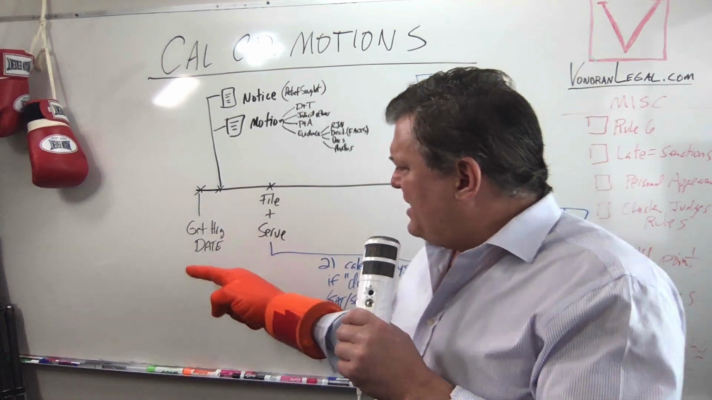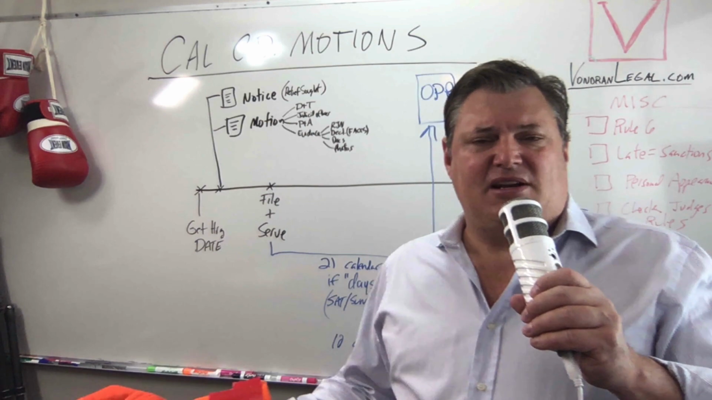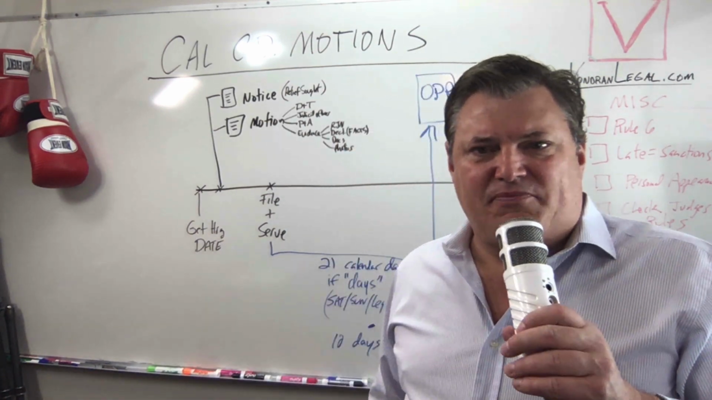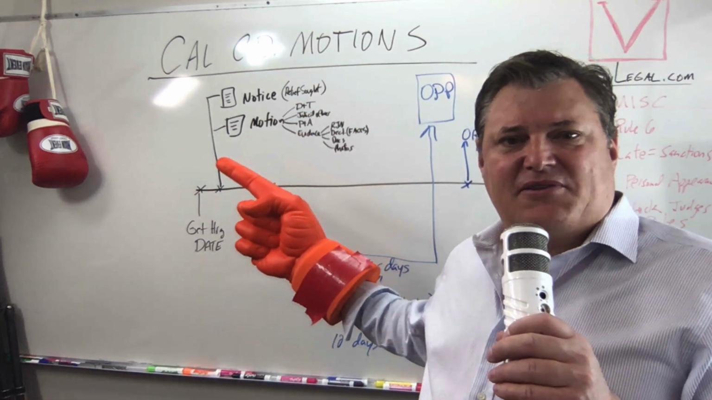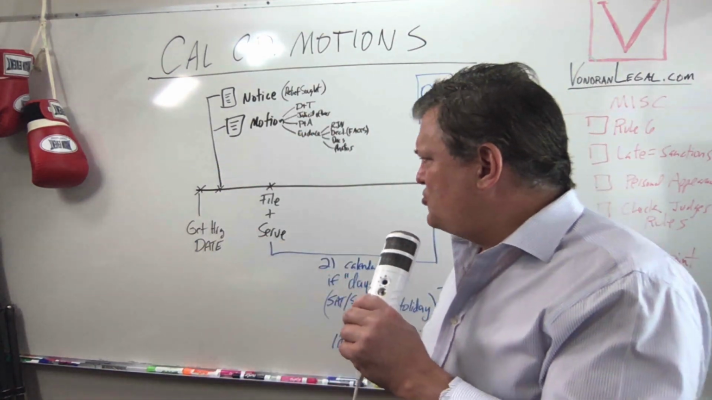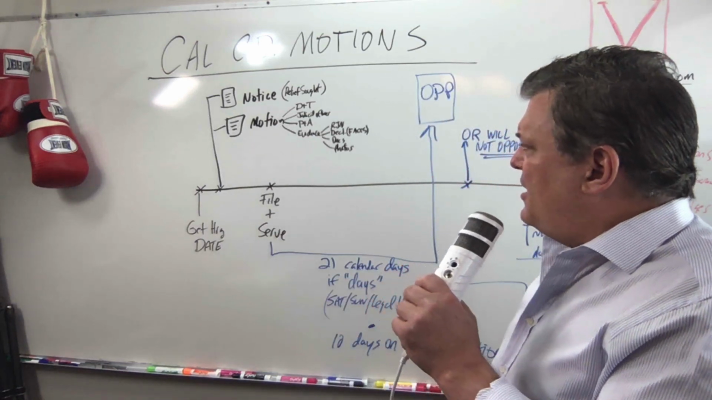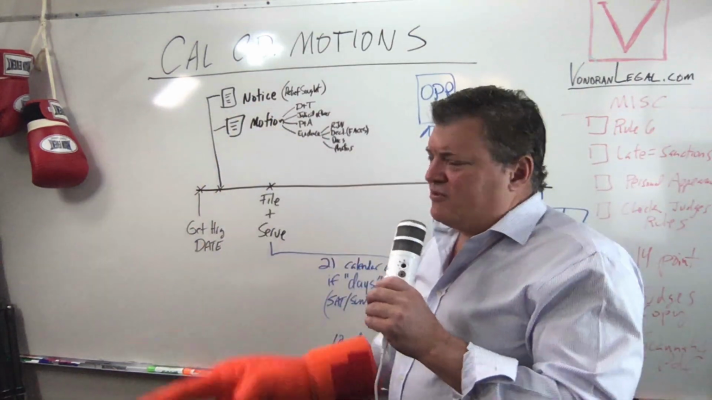So what you're looking at, you've got to get yourself a hearing date. Sometimes you have to check the court's calendar, check with the clerk, see what dates are available. You need to calendar it out enough time to give notice to the other party. Usually I like to calendar it out about 40 days. Then you're going to file your notice of motion.